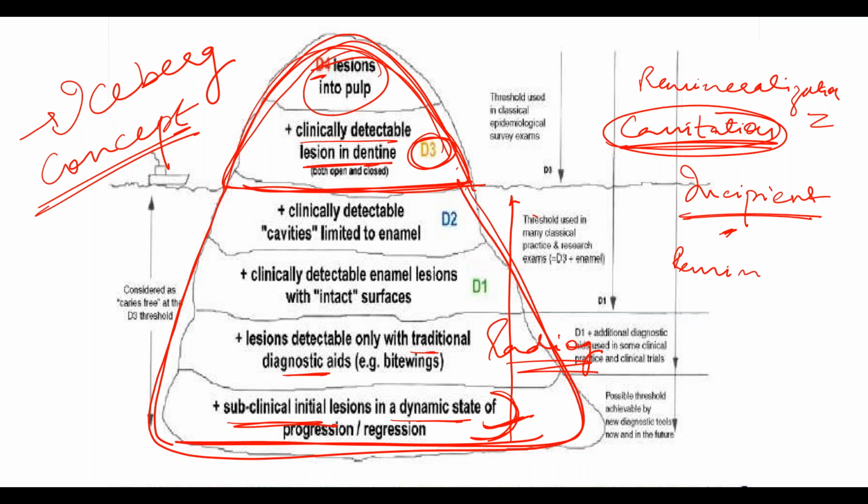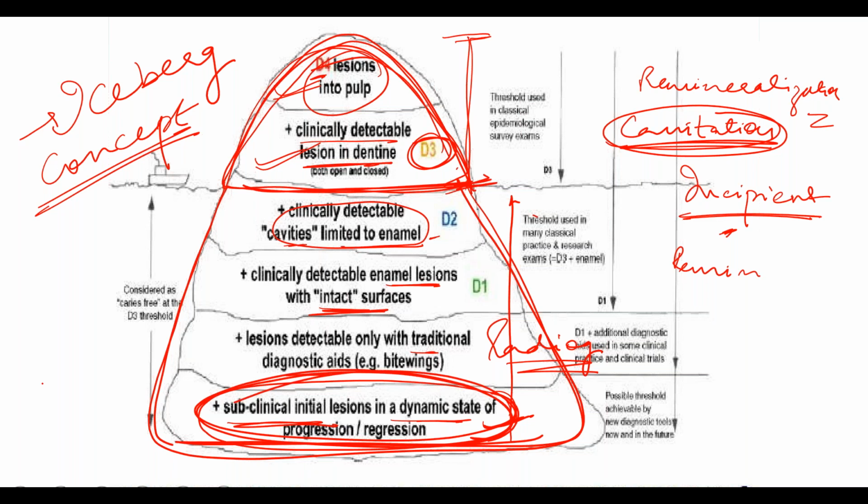Then there are lesions which are detectable only with the traditional diagnostic aids, that is, radiographically you can visualize them. Clinically detectable enamel lesions which might have an intact surface. Then clinically detectable cavities which are limited to enamel. Here cavitation is to enamel, and here actually the dentine, and then the pulp is involved. However, our interventions start when we have reached this stage, but if there is a high probability of finding the lesion at an earlier stage, we are in a good position to control the caries.